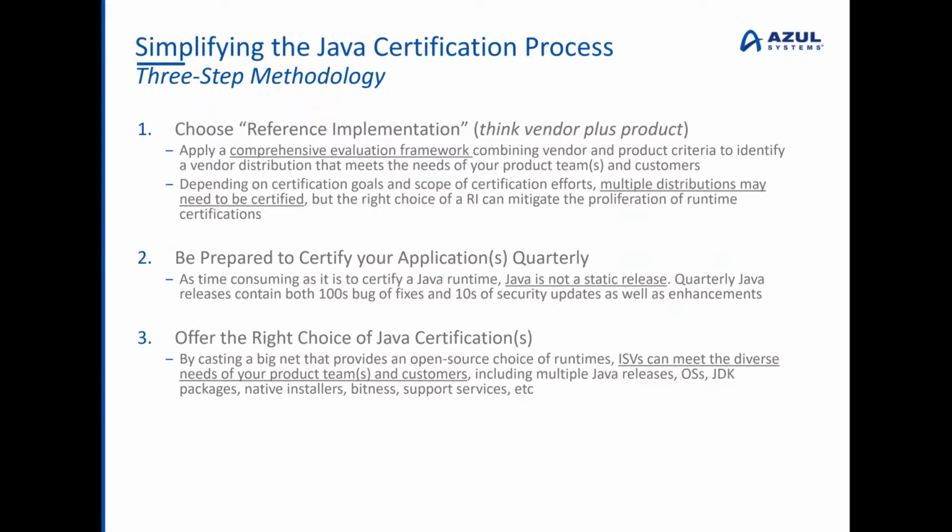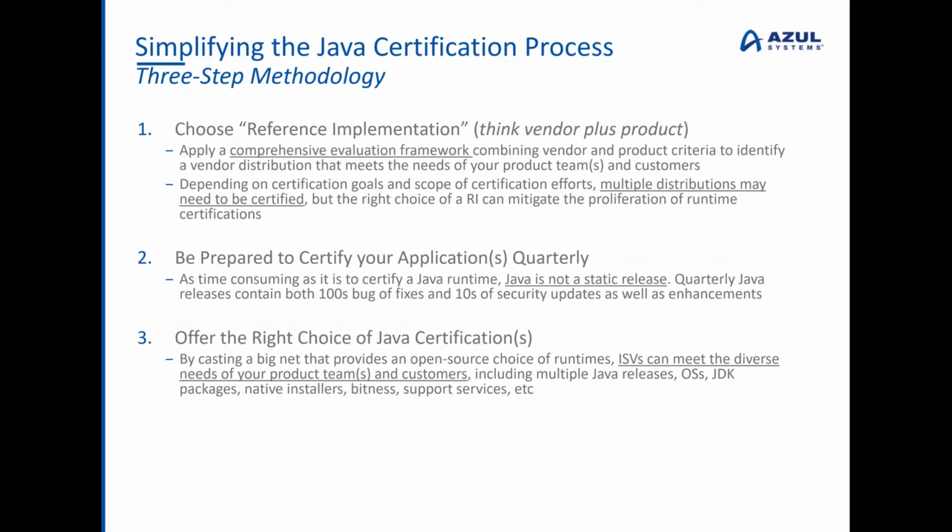And then the final step is, again, getting back to the needs of the customer. Offer the right set of Java certifications. Think about casting a big net when providing an open source choice of your runtimes, so that an ISV can meet the diverse needs of your product team and the customer. Recognize today, customers have needs that can span multiple versions of Java and operating system subtleties. So it's not just Linux, it could be many versions of Linux. And it's important: does that vendor support and test across those different versions of operating systems?